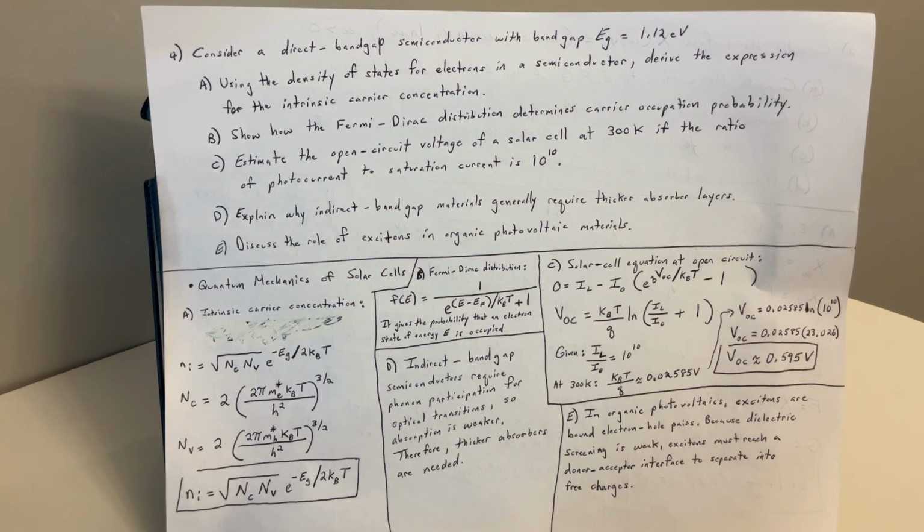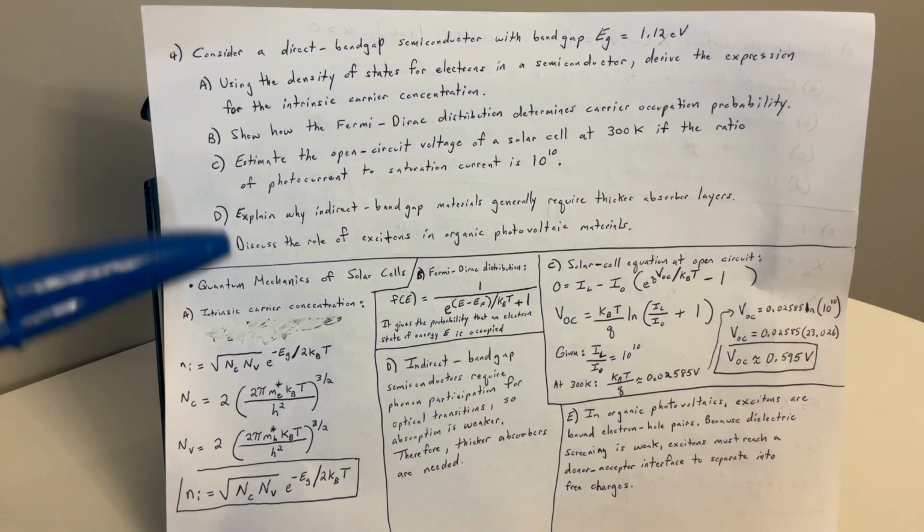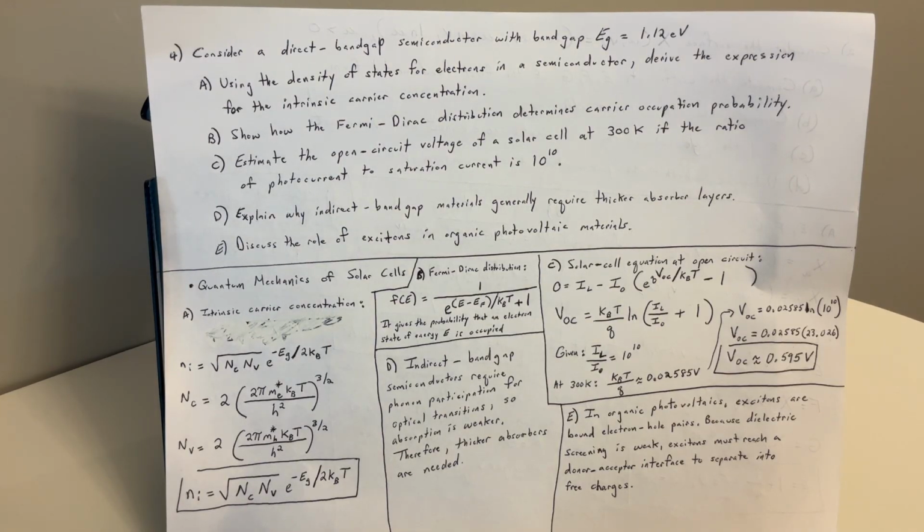Okay, 4. Consider a direct bandgap semiconductor with bandgap E sub g equals 1.12 eV. Part A, using the density of states for electrons in a semiconductor, derive the expression for intrinsic carrier concentration. So this is the quantum mechanics of solar cells type problem. So part A, intrinsic carrier concentration.